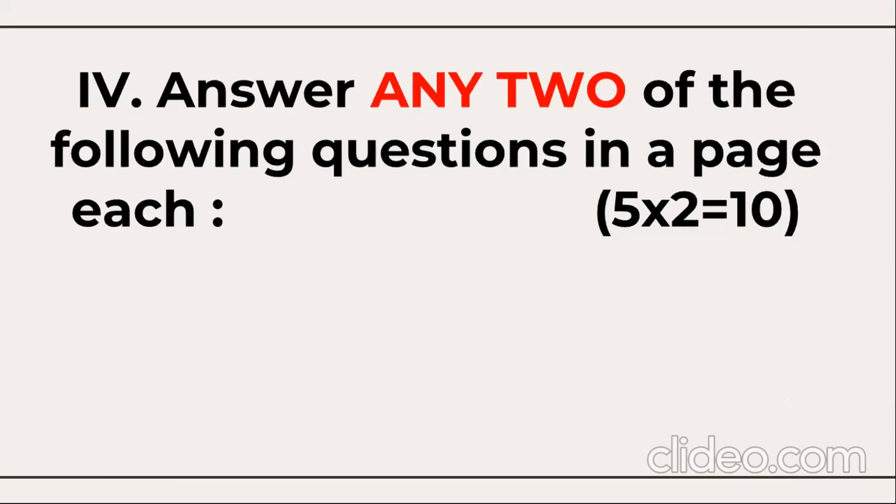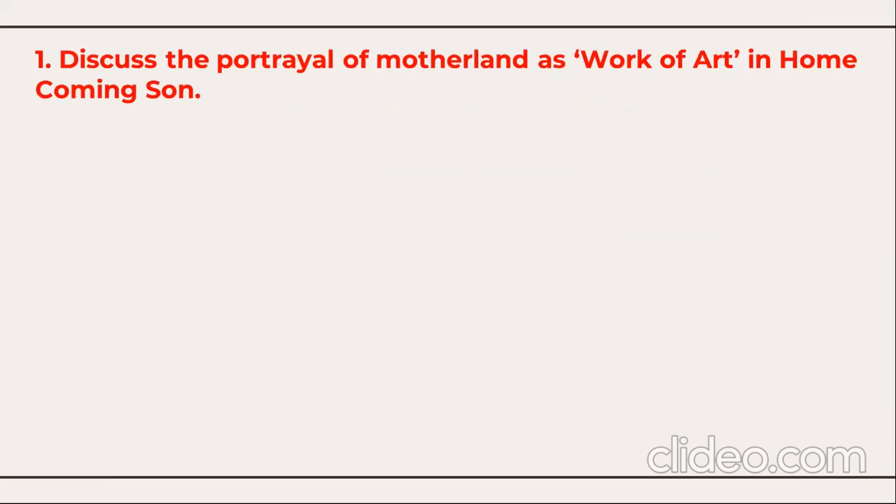Now we are moving. So we have discussed here 30 marks questions from the novella Mother of 1084. Now the next 10 marks questions from the TED Talks and the two poems. So out of four questions, you need to opt here two questions, each for 5 marks. Question number one: discuss the portrayal of motherland as a work of art in the poem Homecoming Son.